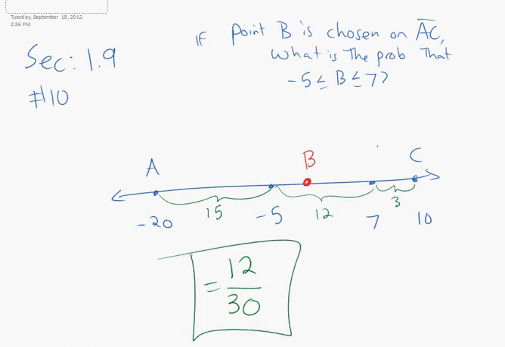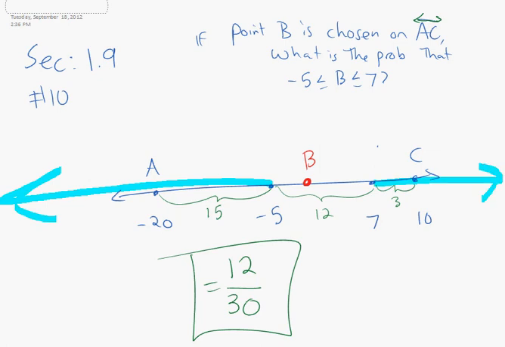What makes it complicated, though, is what if B were chosen on the line AC? How does that change things? Then line AC goes around at 20. So there would be more numbers. Right. More numbers on the bottom or more numbers on the top for the probability? On the bottom, right? In fact, how many numbers are there on the bottom?